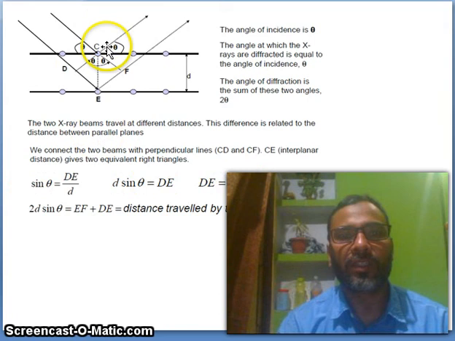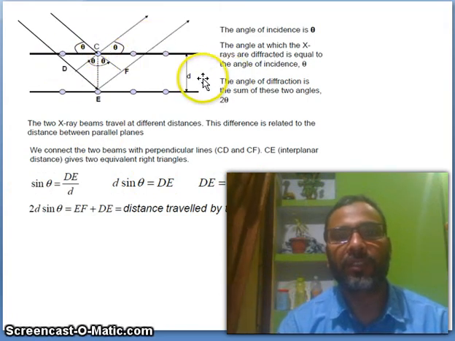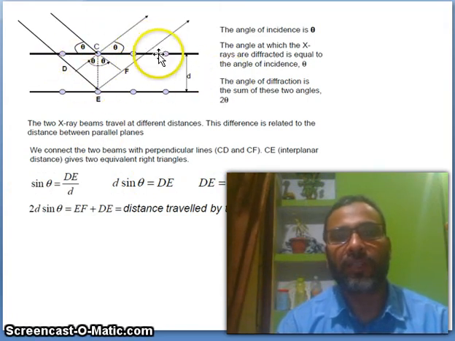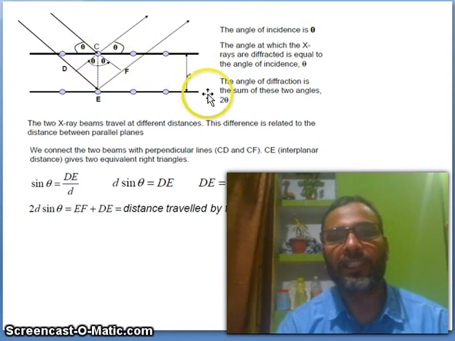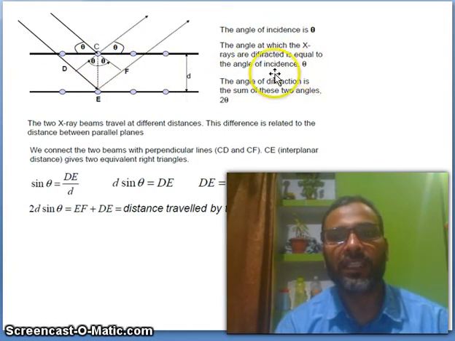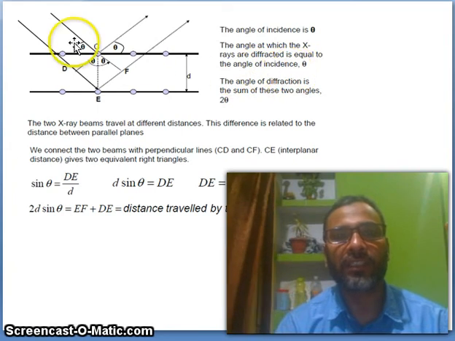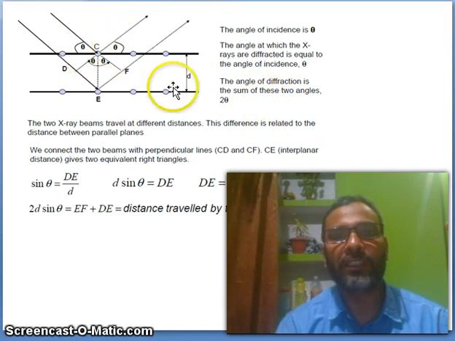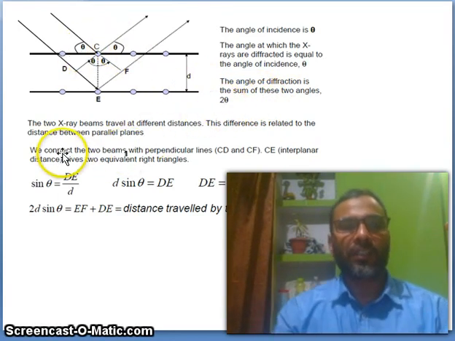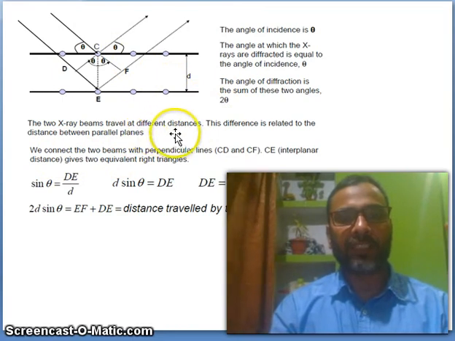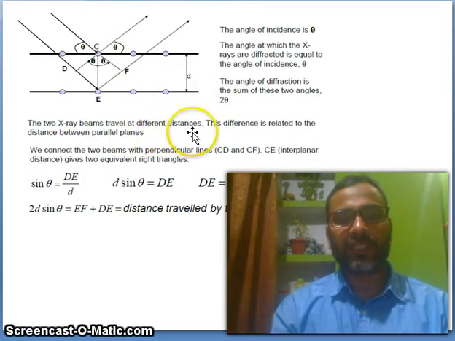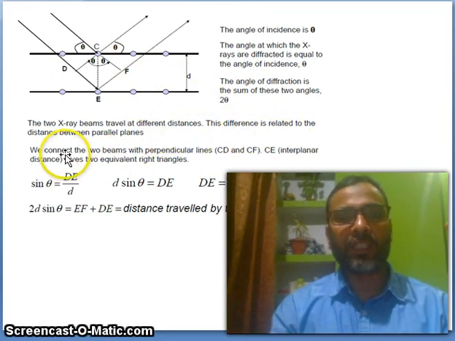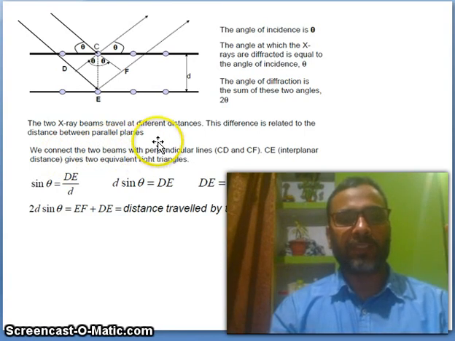So you can see this is the Bragg diagram. The angle of incidence is theta, and the angle at which the X-rays are diffracted is equal to the angle of incidence, theta. This is theta. The angle of diffraction is the sum of these two angles. This theta becomes 2 theta. The two X-ray beams travel different distances. This difference is related to the distance between parallel planes.